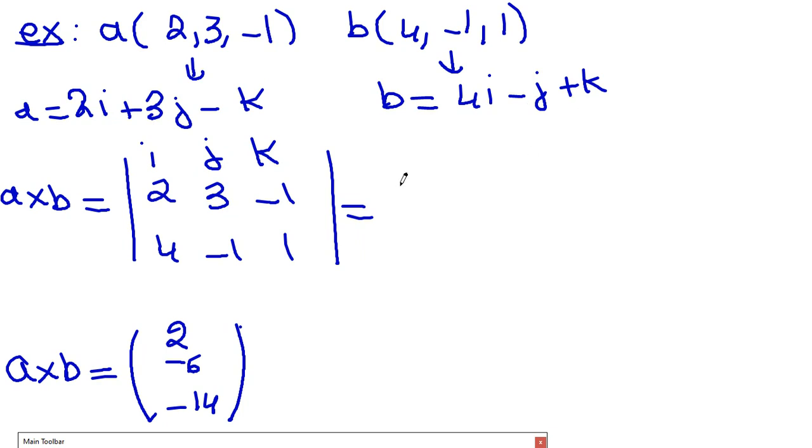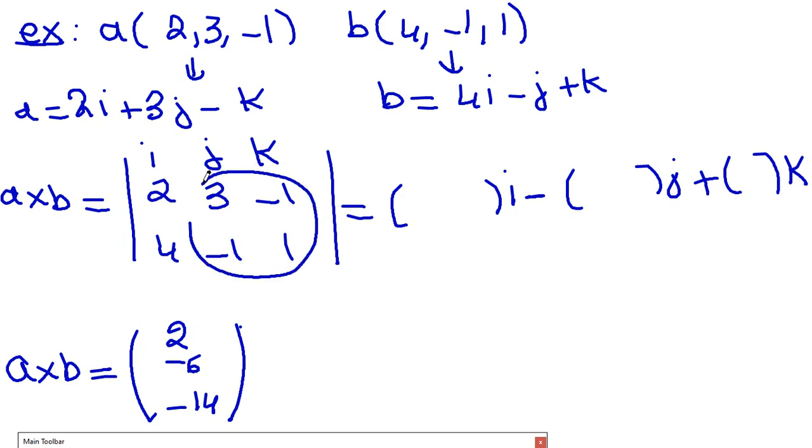And then the answer will be written as i - j + k. Now, how are we going to find these numbers? First we need to find the coordinate of i. As I'm canceling this line, I just focus here: 3 times 1 is 3, minus -1 times -1, which is 1. Then the second one, minus j, so I ignore this line: 2 times 1 is 2, minus 4 times -1, which is minus -4.